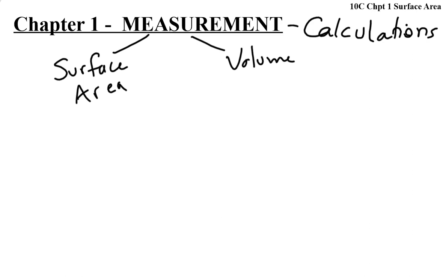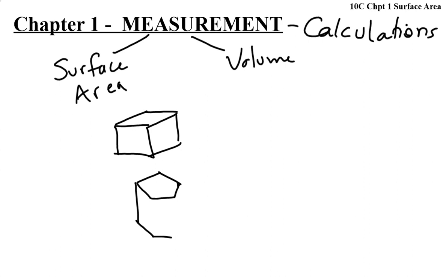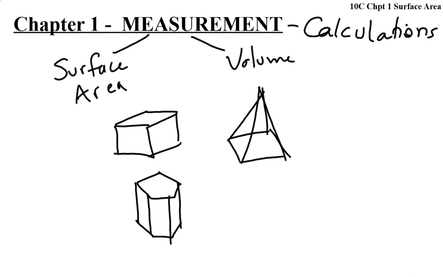Both surface area and volume deal with three-dimensional solids, whether it's some form of a prism, whatever kind of prism it is that you have. But surface area and volume also deal with pyramids. So if you have a pyramid of some type, we can do surface area and volume calculations for both. So that's what this unit's going to be about. This part of the unit, the calculations part.